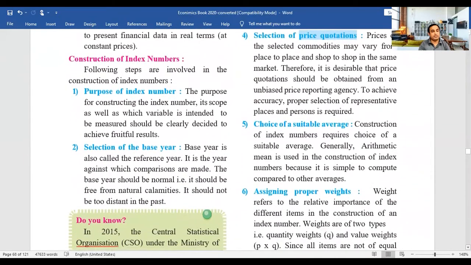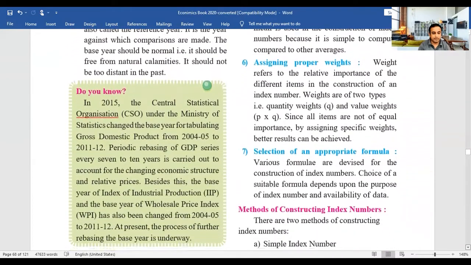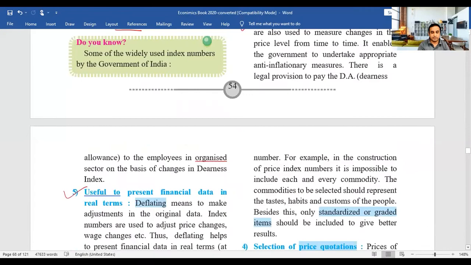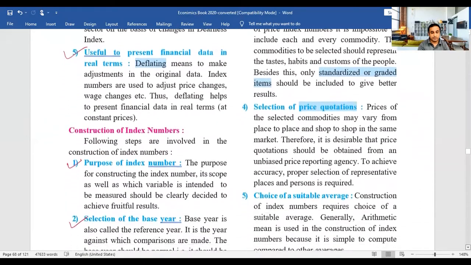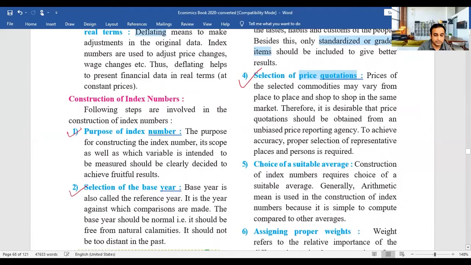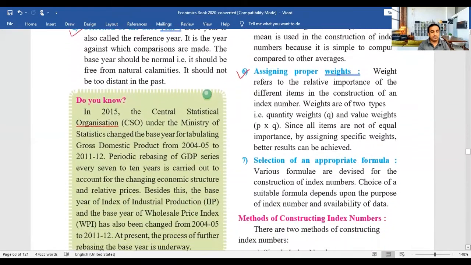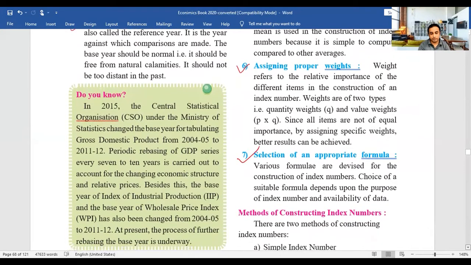The next part is about the construction of index numbers. While constructing index number, we have to take into account the purpose of index number. Second, we have to select the base year. We have to select the different items or observations for which we are going to do the calculation. We have to select the price quotations. We have to make a choice for a suitable average. We have to assign the proper weights, and finally we have to select an appropriate formula.